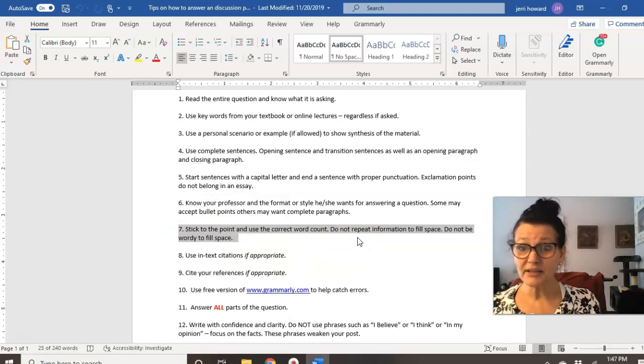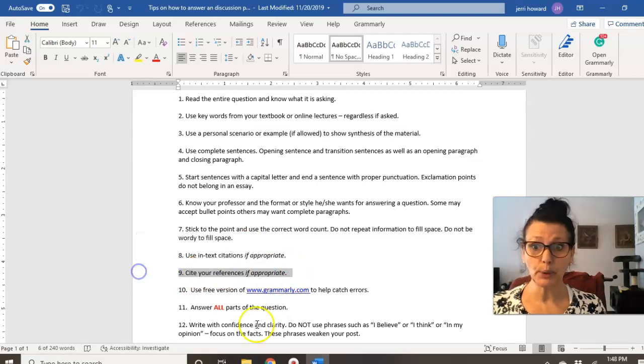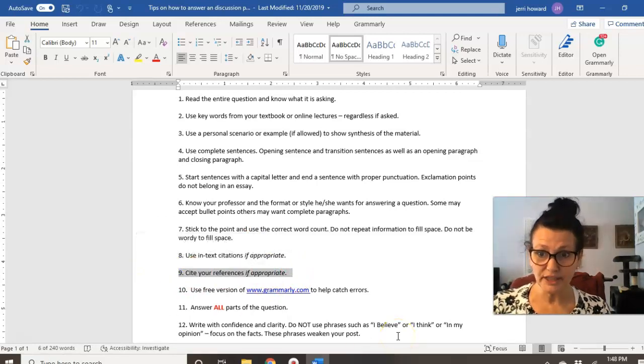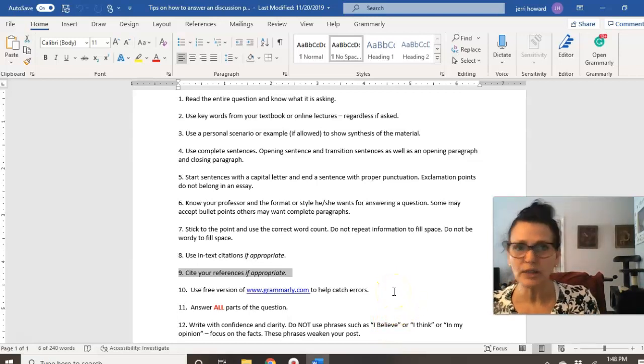Feel free to find an outside source to supplement. Use in-text citations if appropriate. Cite your references if appropriate. Again, if you're referencing the lecture, an article that was read, or the textbook, use in-text citations. Cite them. Get in the habit, especially at the 300 level.